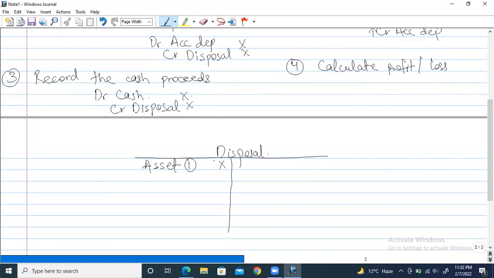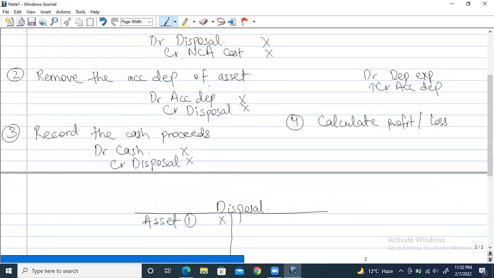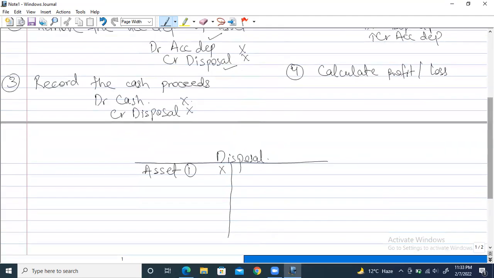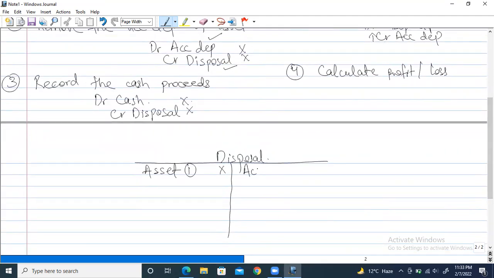And the second step, you remember, we remove the accumulated depreciation. What was the entry? Debit accumulated depreciation and credit disposal. Exactly. So credit we do disposal and we write over here accumulated depreciation, so that for reference we remember that this is the correct entry. On the third step, we just record the cash proceeds. So again, we are writing the proceeds over here as a credit in the disposal because the cash account is debited. So disposal is credit. So these are the 3 things that we write. This is the second and this is the third step.